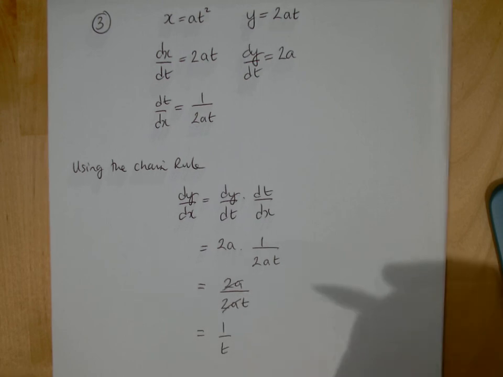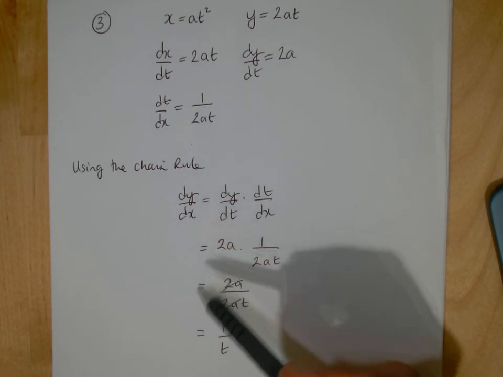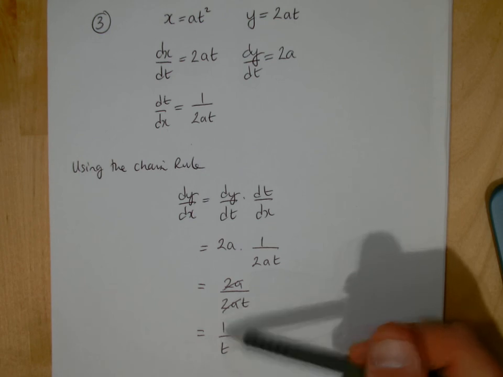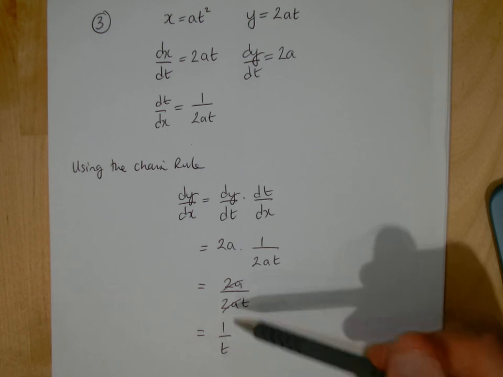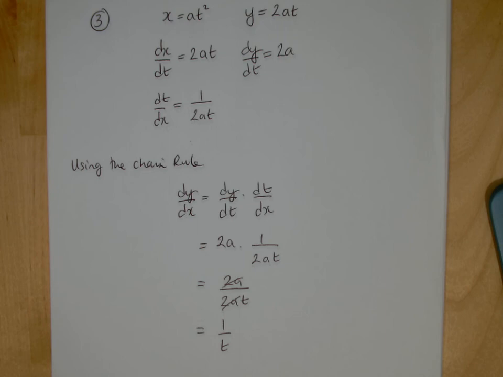Sometimes a question will say, show that dy by dx is independent of a. If you look at the value of dy by dx here, it doesn't matter what a is, does it? Because they cancelled. So we've actually shown that there. If they asked us that, we've shown that it's independent of a, and there's our value for dy by dx.